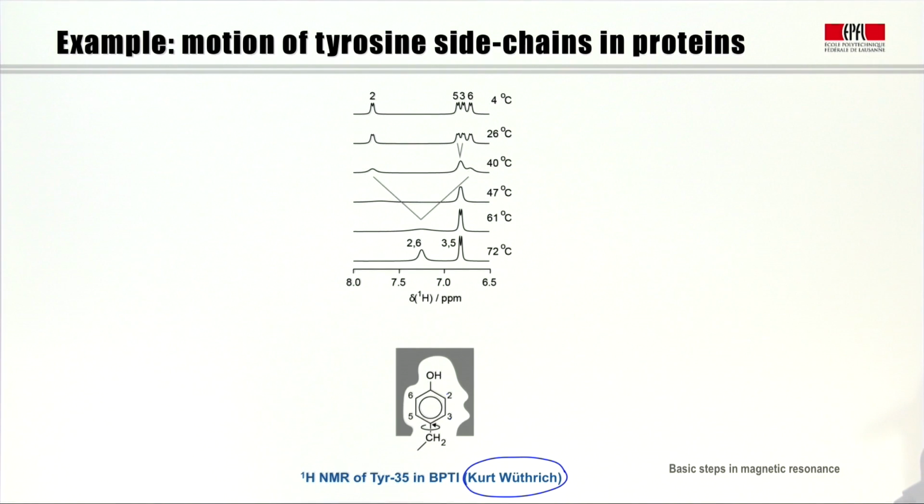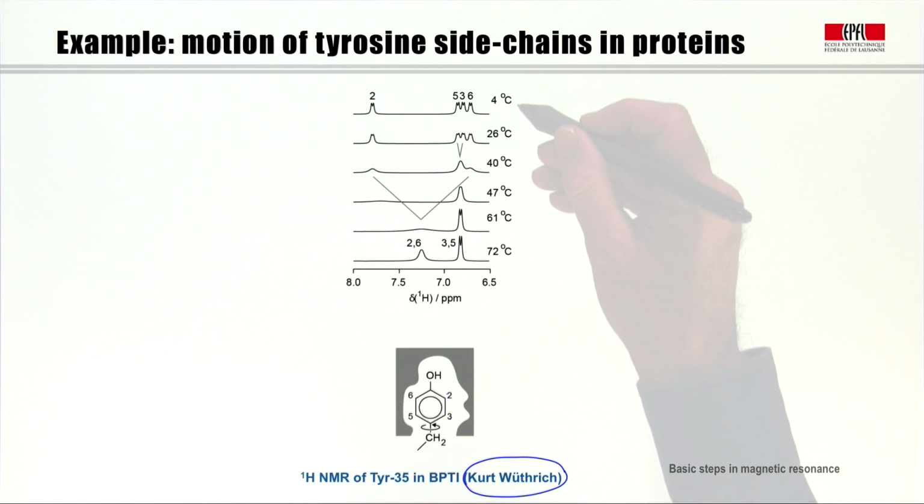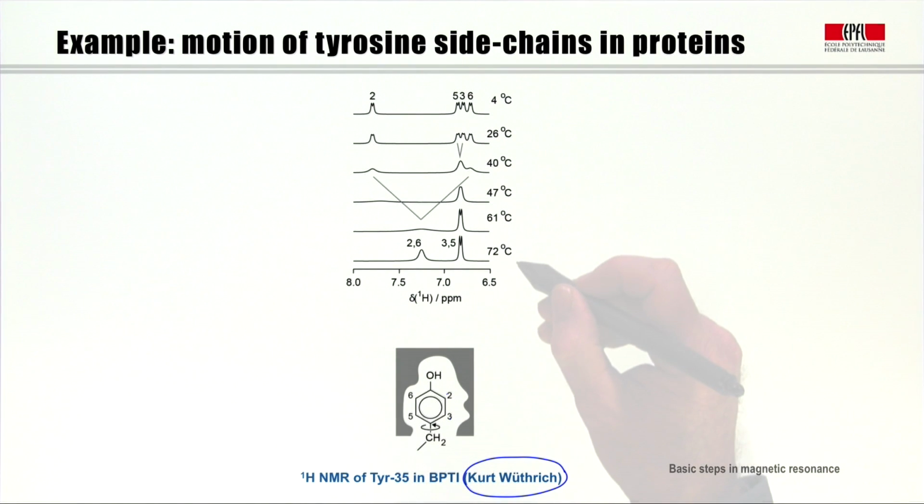Now, Wüthrich did not record these spectra in free solution, but he considered tyrosine, actually number 35, which is in this protein, which is called basic pancreatic trypsin inhibitor, which has about 70 or so amino acids, and number 35 happens to be a tyrosine. There are other tyrosines, but this one is particularly interesting. As you can see, you can record spectra of BPTI from very low temperature, just above freezing, to very high temperatures, in this case without significant denaturation of the protein, which is not obvious. Many proteins would decompose, but this one is quite happy.